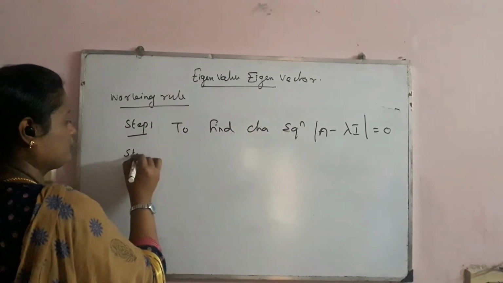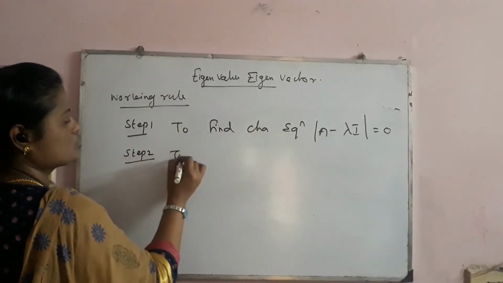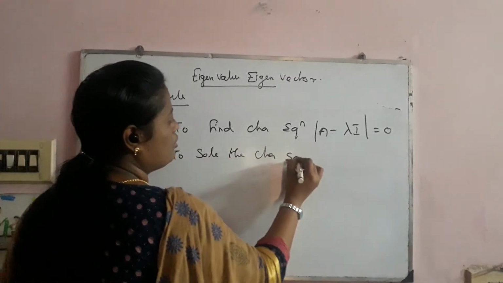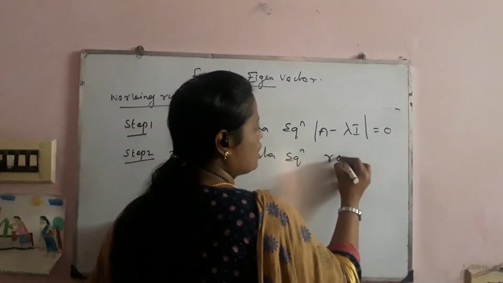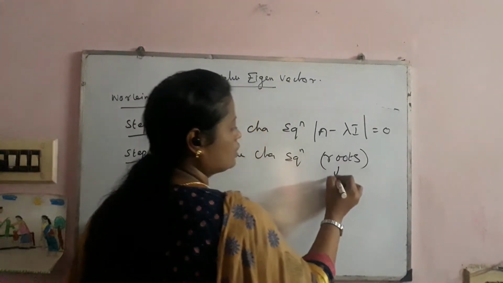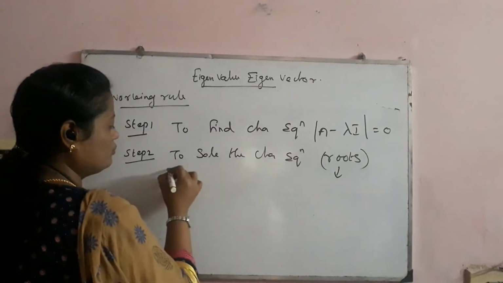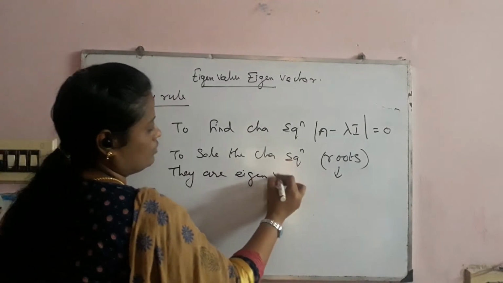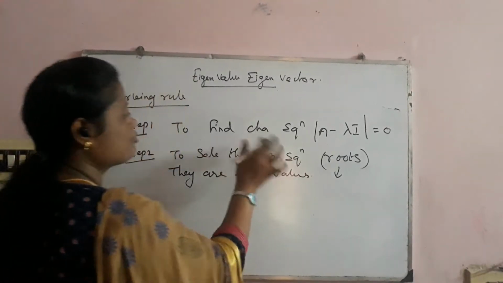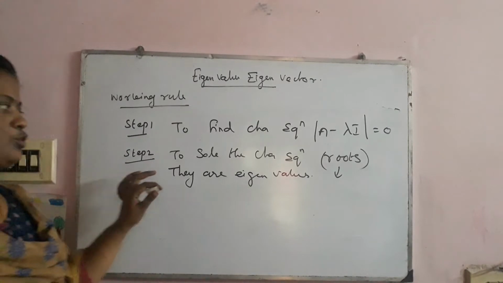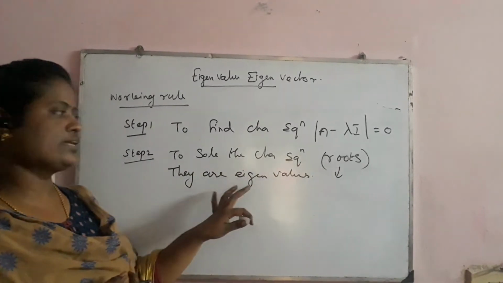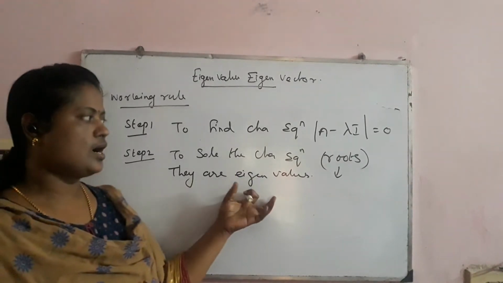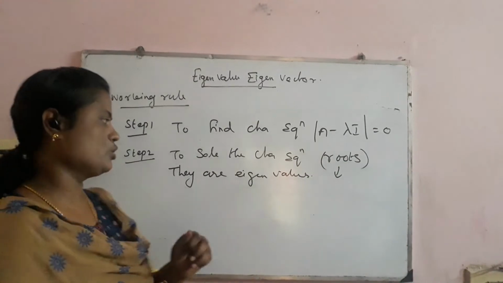Step 2, solve the characteristic equation, and we will get some roots. The roots are called eigenvalues, or otherwise they are also called characteristic roots.